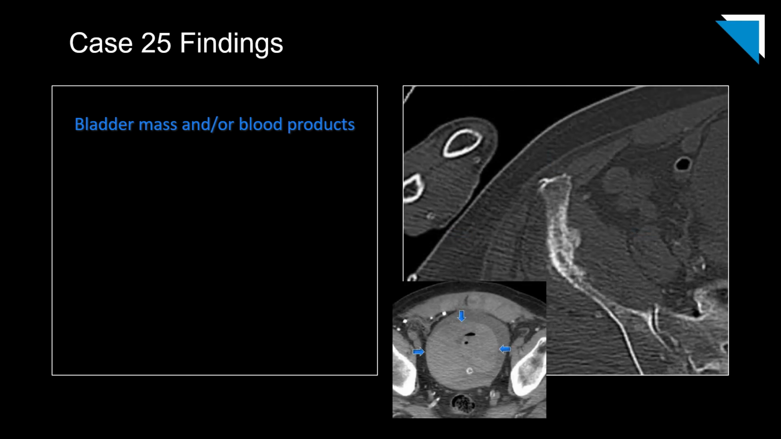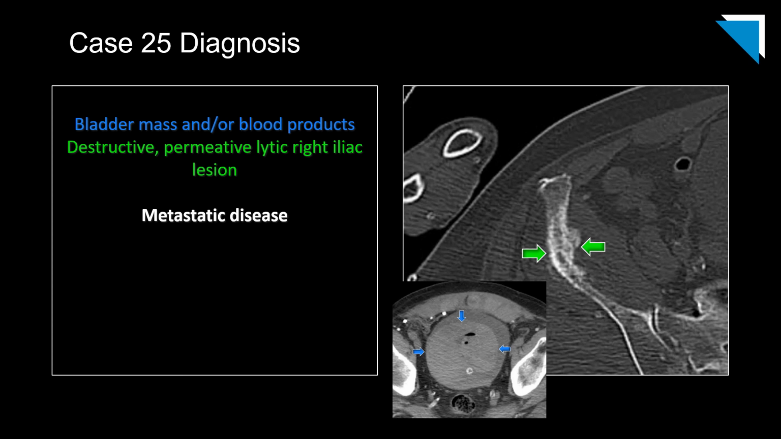Upon review of the bone windows, however, we also can appreciate this destructive, permeative lytic lesion in the right iliac wing with an associated soft tissue component. This is a metastatic lesion, likely resulting from a primary bladder tumor. This is a demonstration of satisfaction of search.